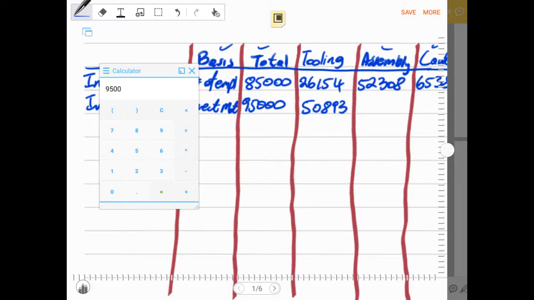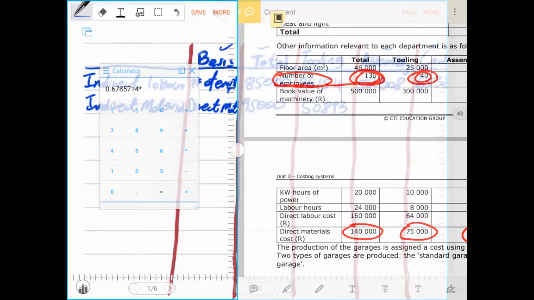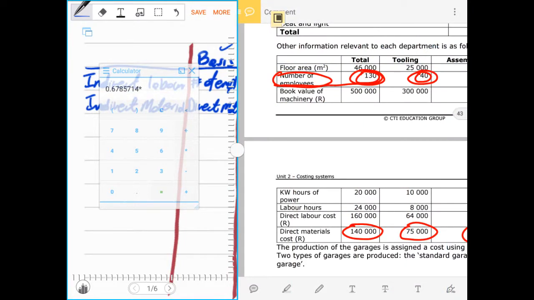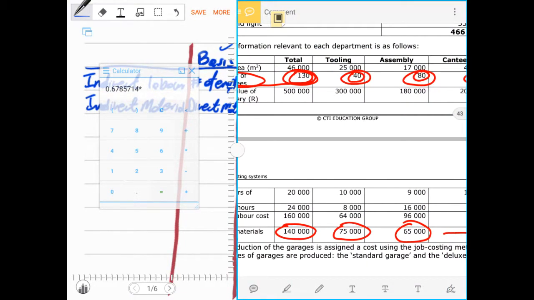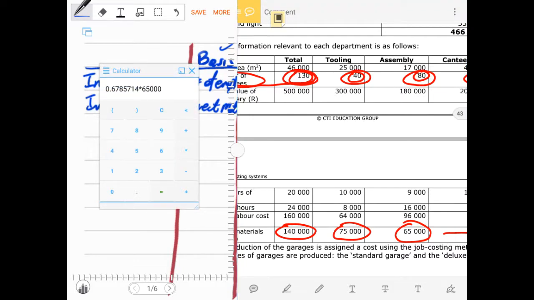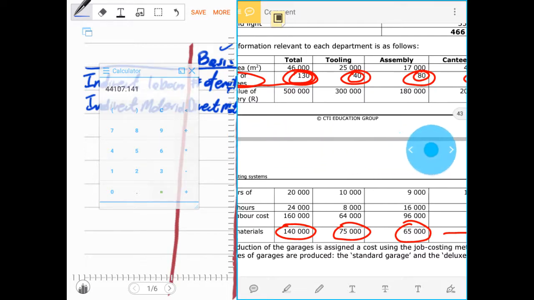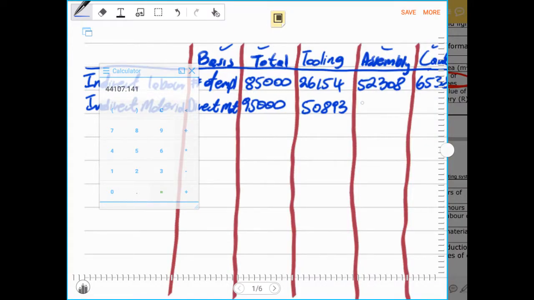Then we do the same thing for the second department. We say 95,000 divided by 140,000 times by the total of the direct material cost for the assembly department, which is 65,000. That gives us 44,107. There is no allocation for canteen.